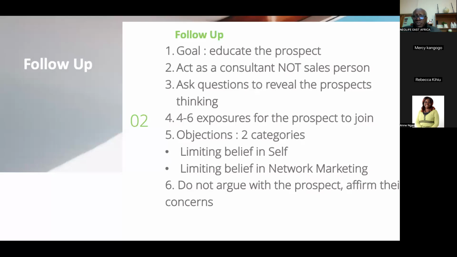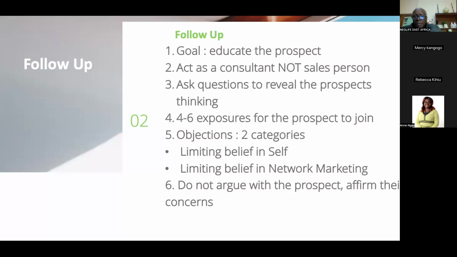In fact, a very good phrase to use is the feel, felt, found rule. For example, I know how you feel. I felt that way before, but I found out this. For example, a very common objection, people say, I don't have time. From my own experience, I felt the same way when I started, because when I started the business, I had a full-time job. I was still studying, doing a postgraduate. So I know how you feel. But I found out that if you organize your time very well, you can become successful.